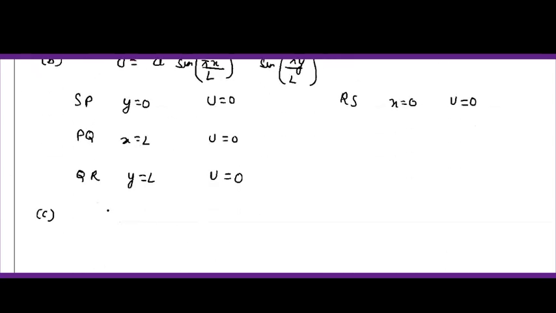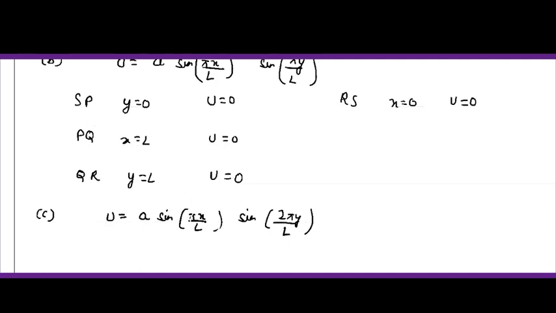We just write the expression here and it would be just same. It would be A sin(pi x over L) and then sin(2 pi y over L). Now, similarly, if you put y to be 0 for SP, then this function would be 0. That means u would be 0, exactly same.